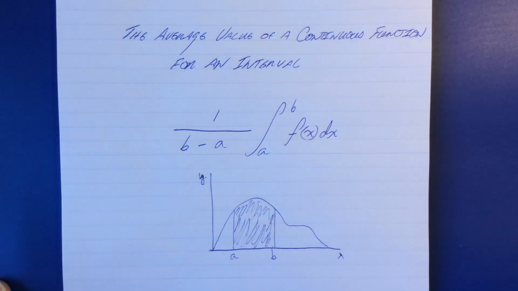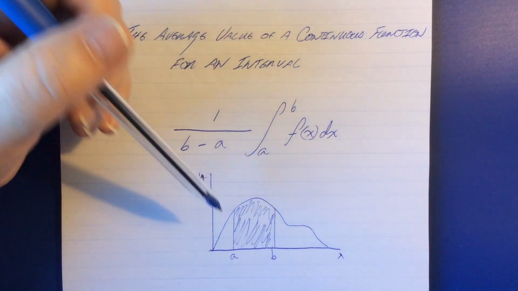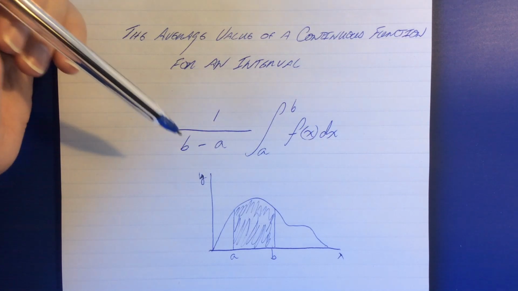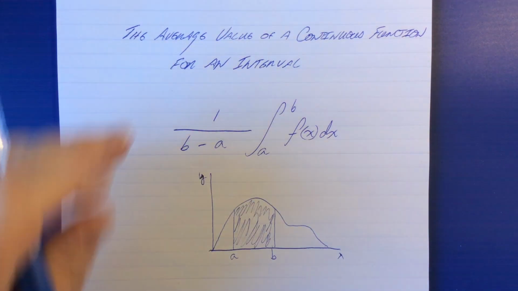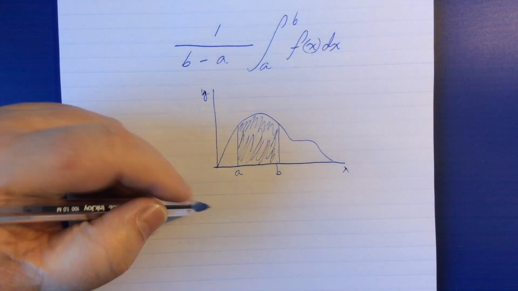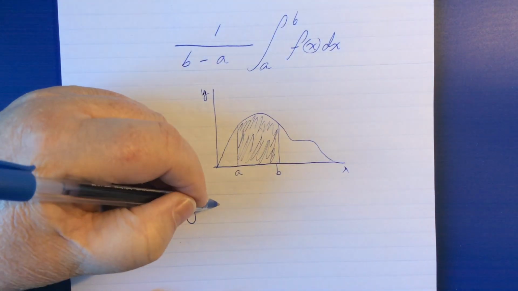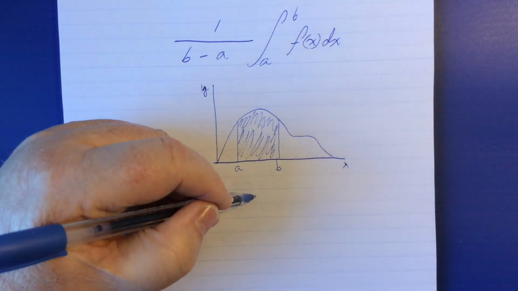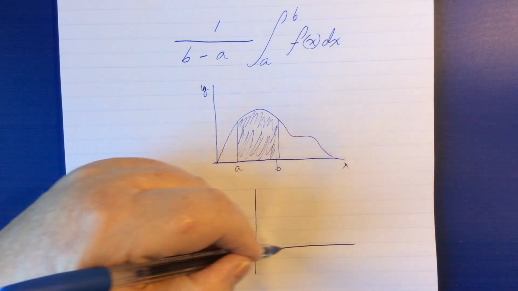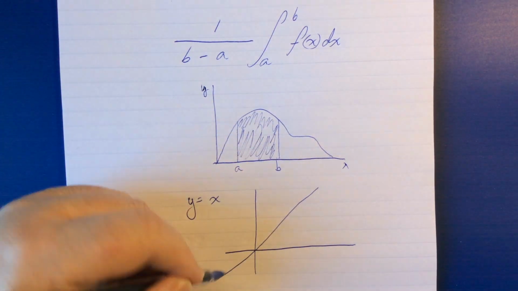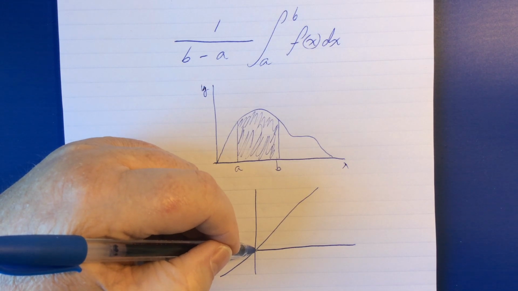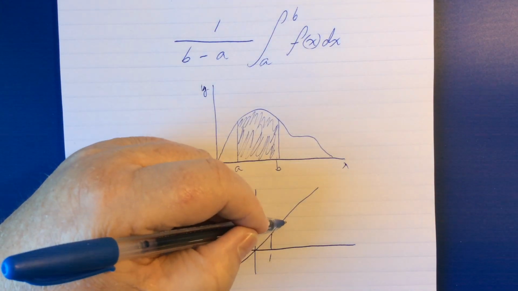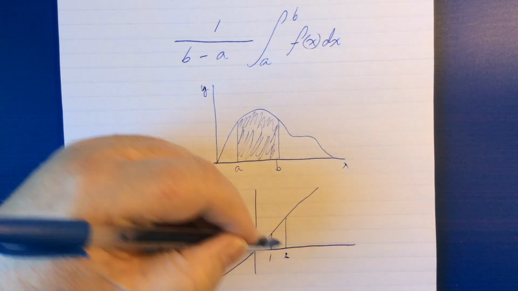So let's just try it with something really simple and straightforward. Okay, so let's take a function y equals x. This is as simple as it gets. If I draw that, it's at a 45-degree angle, it's a linear function, and what I want to know is the average value of this function between 1 and 2.